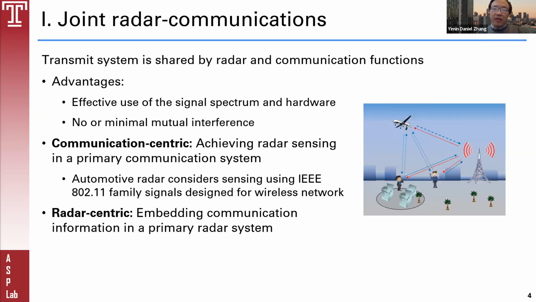And the joint radar communication systems can be communication-centric. In this case, we achieve the radar sensing function in a primary communication system. A good example would be automotive radar that uses the IEEE 802.11 family signals designed for wireless networks and uses them for sensing purposes. And we can also consider the radar-centric case. In this case, the communication information is embedded into a primary radar system, and that will be the focus of my first part of the material.